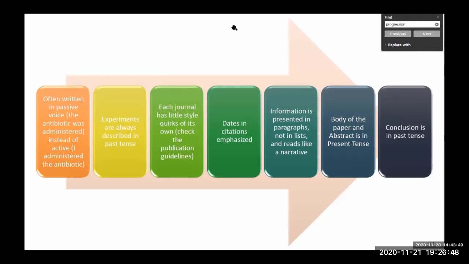And also you need to have citations. So the references need to be emphasized, and all the dates of publication, etc. need to go there. And you need the information presented in paragraphs, and there shouldn't be any lists, right? The body of the paper and abstract are generally in the present tense, and the conclusion is in the past tense. If you remember these, you can write something reasonable. For example, we don't write words like "I did this experiment" or "my team conducted a set of experiments." We don't write these things, right? So we always write in the passive way.